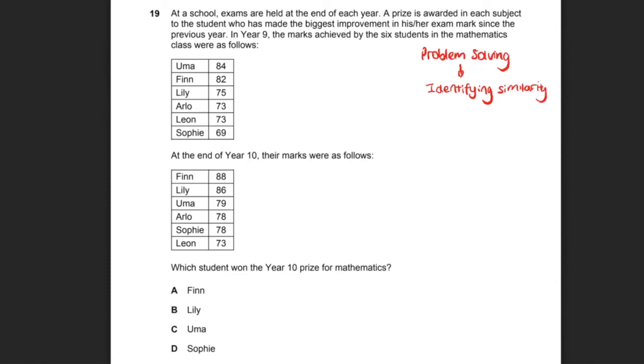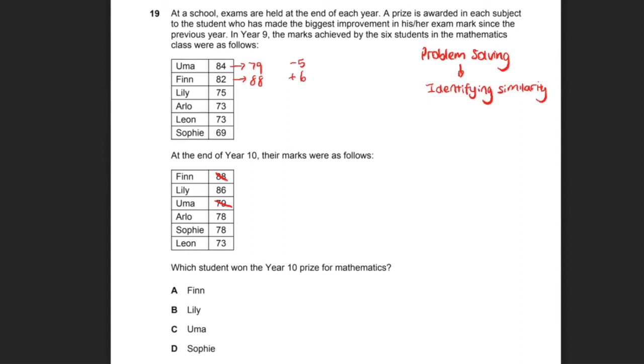So let's do it. So Uma got 84 in year 9. And if we look in year 10, she got 79. So I'm just going to cross them out as I go. So I'm just going to write that as 84 to 79. So she actually decreased by 5 marks, okay? And then we just keep going. Finn originally had 82. He now has a mark of 88. So he's gone up by 6.